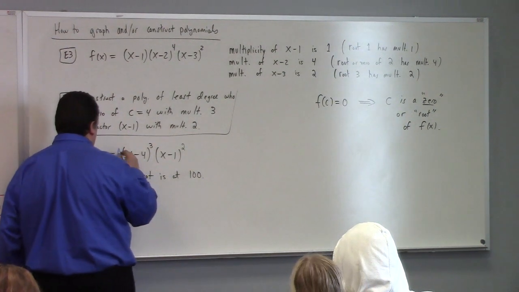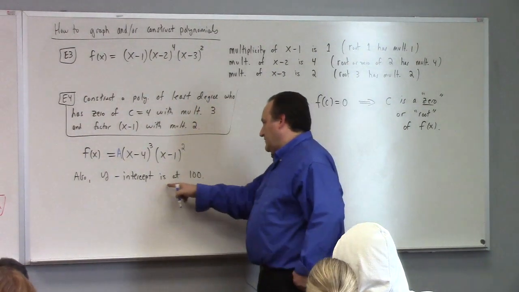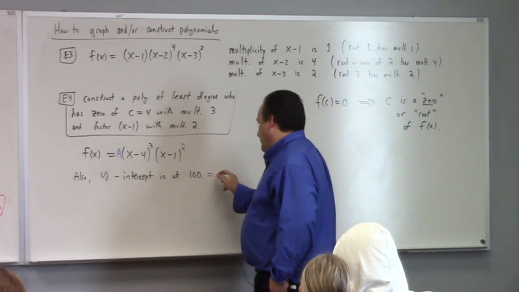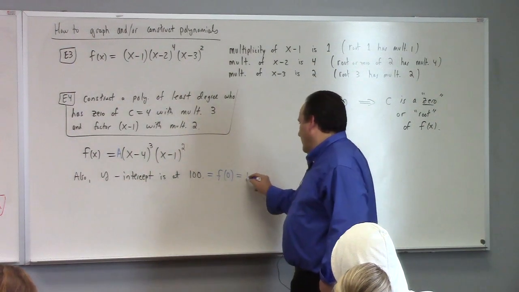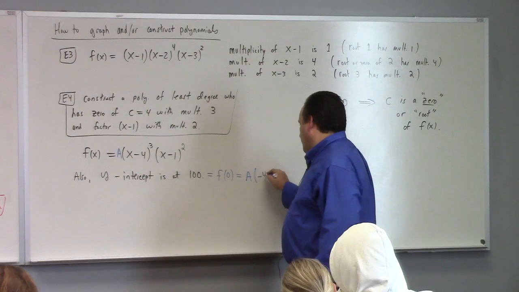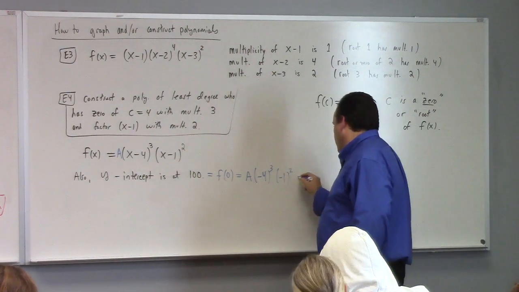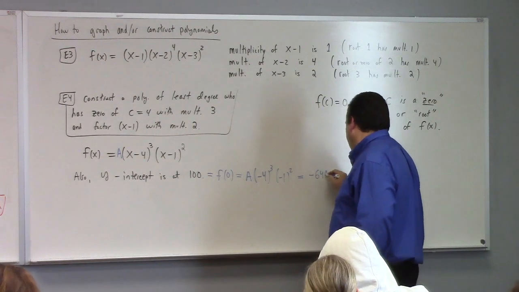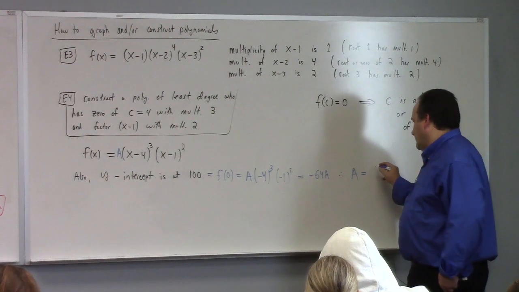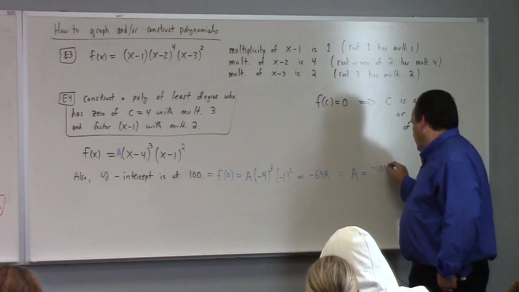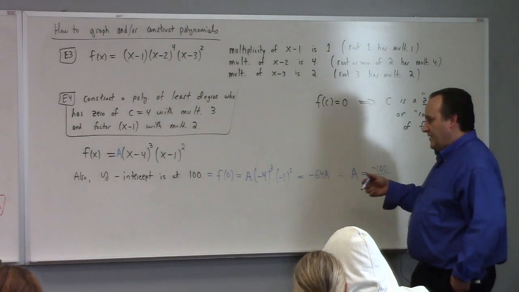I usually put an a out front. I can have whatever a I want here, right? And so if the y-intercept is 100, that's going to be equal to f of 0, right? In this case, that would be a times minus 4 cubed times minus 1 squared, also known as minus 64a. So what's a equal to? Apparently, minus 100 over 64, which we could simplify, but I don't really care.